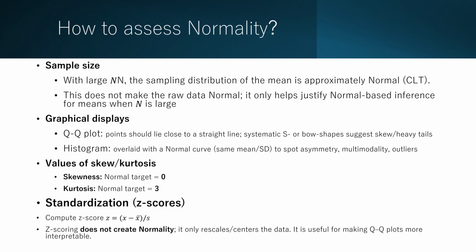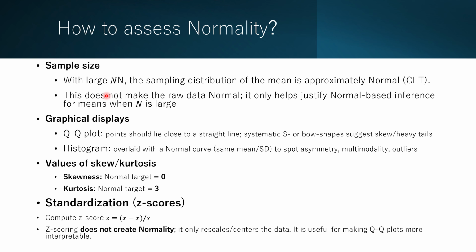Okay, next is how to assess the normality. For practical tools: sample size, graphs, values of skewness and kurtosis, and z-scores, standardization. Sample size: with a large n, the sampling distribution of the mean is approximately normal by the central limit theorem.